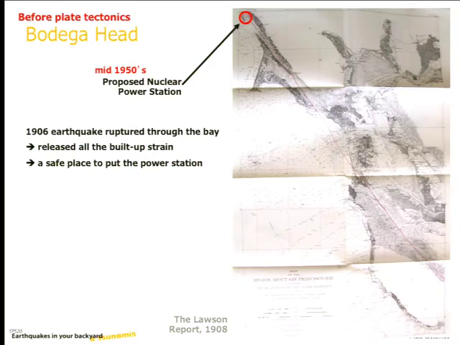So this is the 1950s. So of course, the 1906 earthquake had happened, and we have maps. This is a map from the report following the 1906 earthquake. It clearly shows the San Andreas Fault. So they knew the San Andreas Fault was there, but they still thought it was a safe place to put a nuclear power plant.